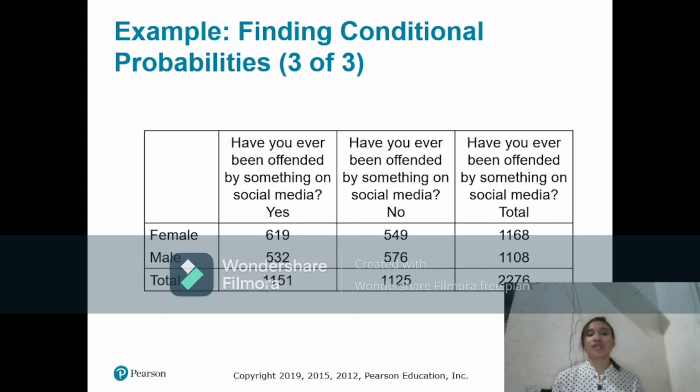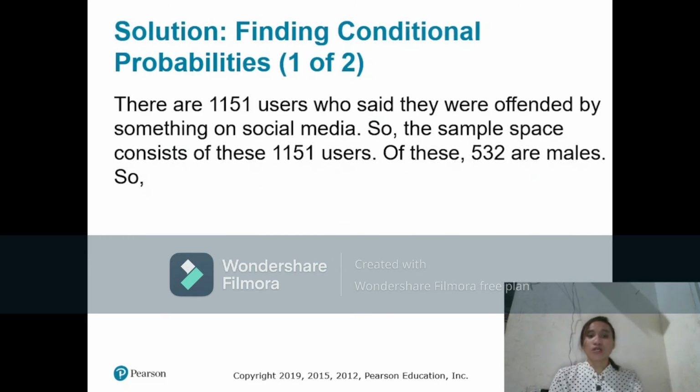Female got 619 yes, while the male is 532. In the third column, female got 549 no, and male got 576 no, with a total of 1,125. Third column, have you ever been offended by something on social media? The total of yes or no for the female is 1,168, and the male is 1,108, for a total of 2,276.